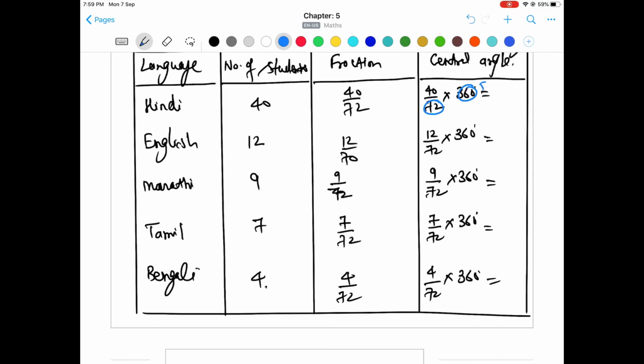This 72 will result in 5 here. In each case, when you divide 360 by 72, we get 5. So the value will be 5 into 40 is 200, 5 into 12 is 60, 5 into 9 is 45, 5 into 7 is 35, and 5 into 4 is 20. So these are the central angles for each language.